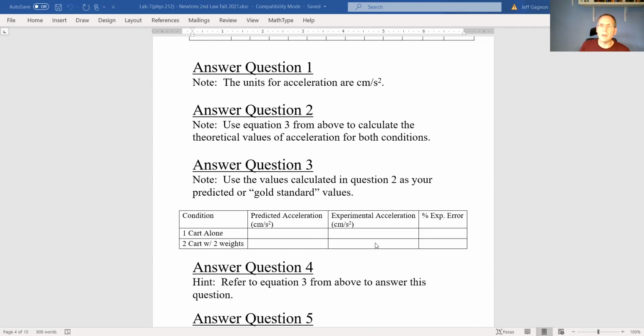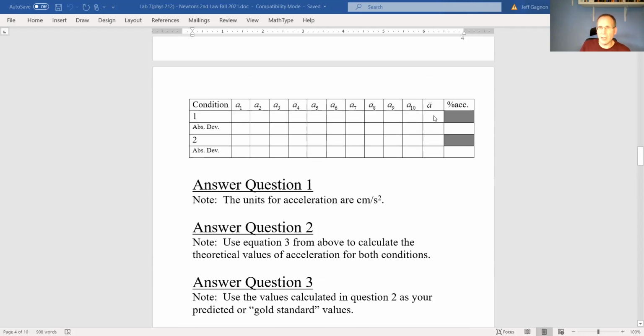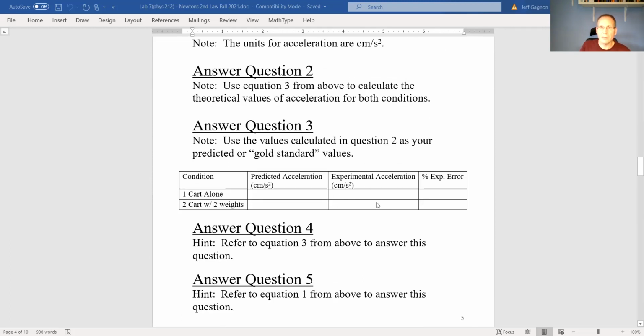These experimental accelerations are just your averages here, so you can copy these down. So average acceleration for the first condition, average acceleration for the second condition. It's going to go right in here. Question 3 is now we're going to compare them, right?